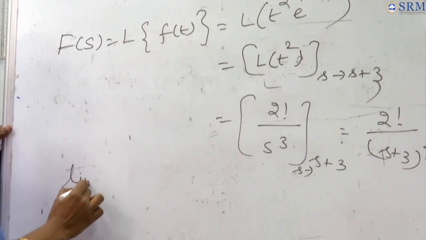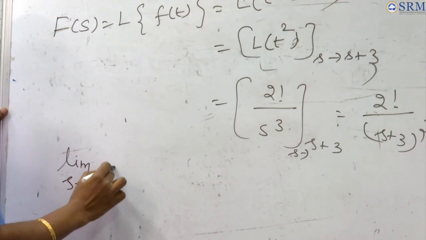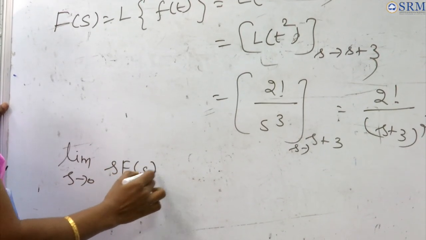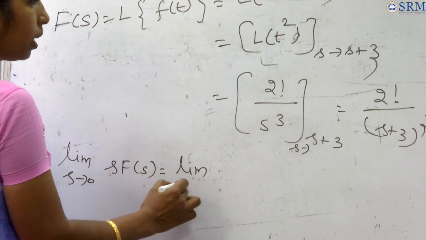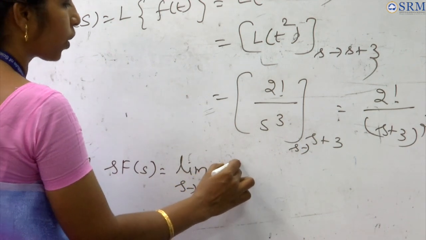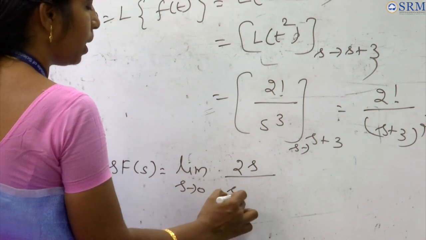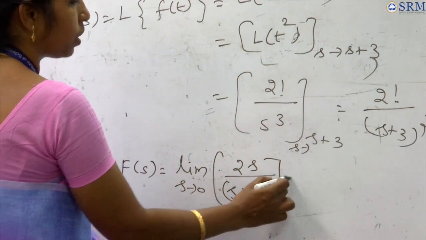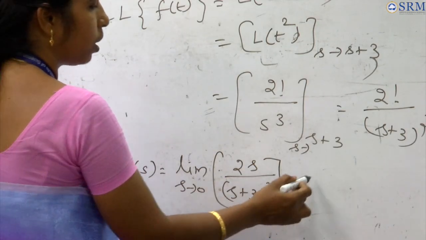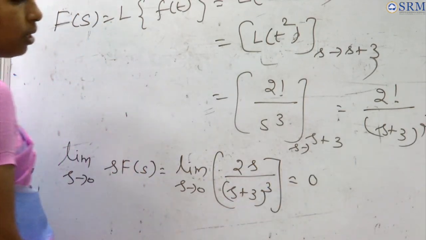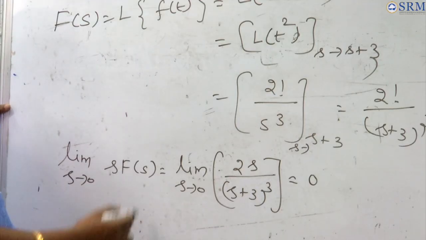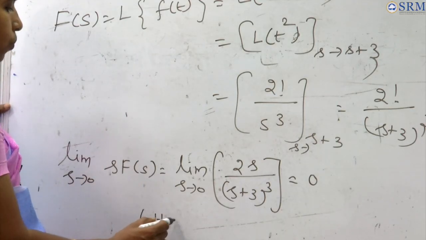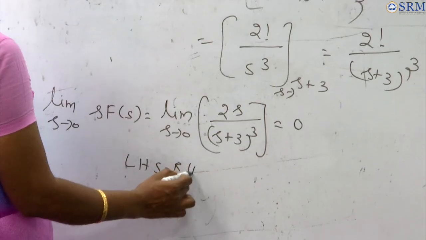So limit s tends to 0 of s into f of s is equal to limit s tends to 0 of 2 factorial into s divided by s plus 3 whole cube. Anyway, s replaced by 0: the numerator has an s term, so the value is equal to 0. So verified, LHS equals RHS.